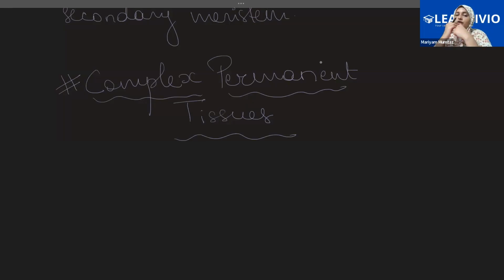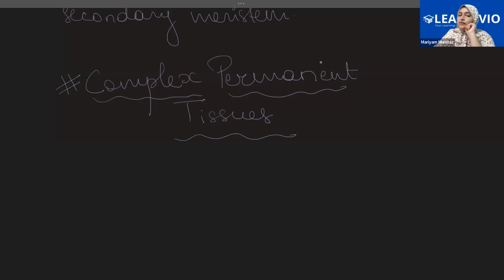Now what are the two types of complex permanent tissues? Xylem and phloem. Xylem is the complex permanent tissue that is responsible for the conduction of water and minerals. And phloem is the kind of complex permanent tissue that is responsible for the conduction of food. From where to where, we'll talk about that.